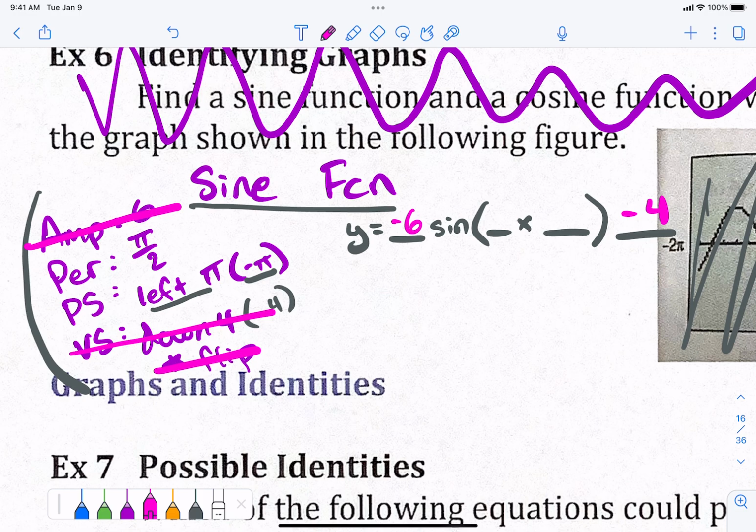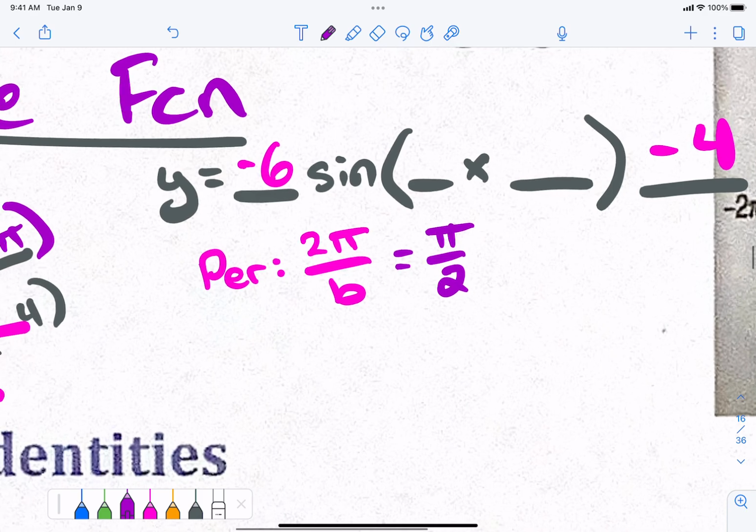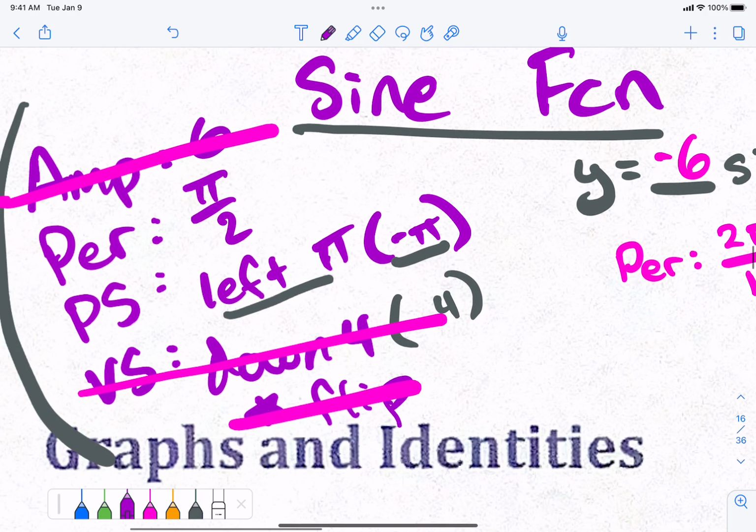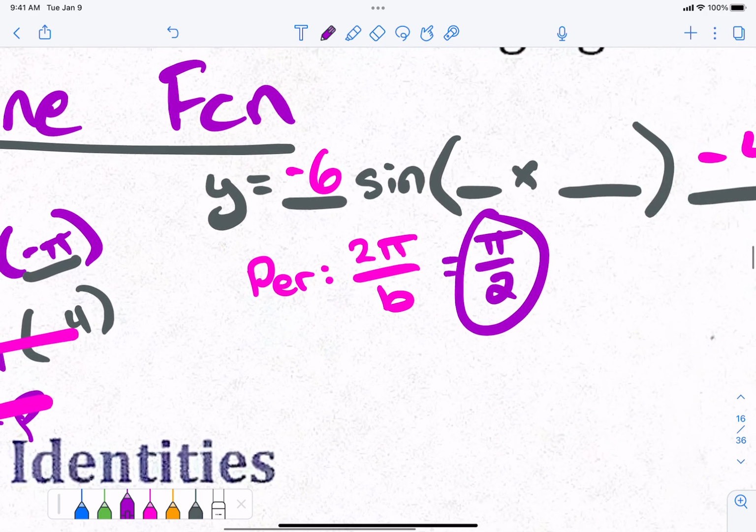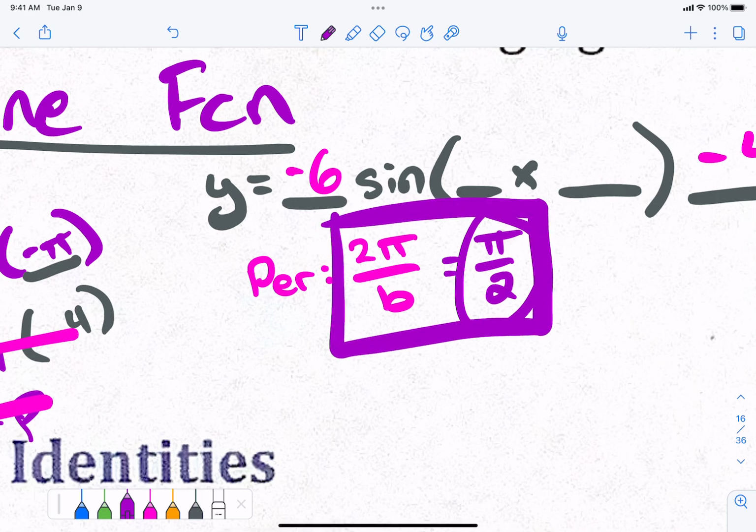Are you ready? Normally when we calculate period, we do 2 pi divided by b. Here we're trying to find what b is, but I know the period has to be pi over 2, right? Set it equal to pi over 2. So I know I want my period to be pi over 2. From here, I work backwards and try to find b. So I'm going to use this information to find what b is, right?